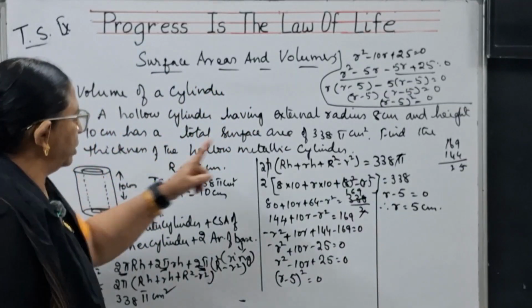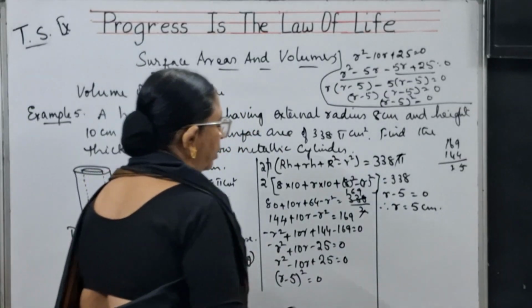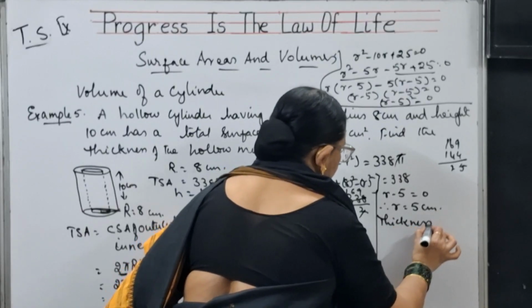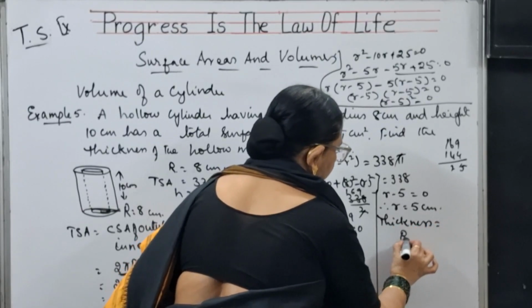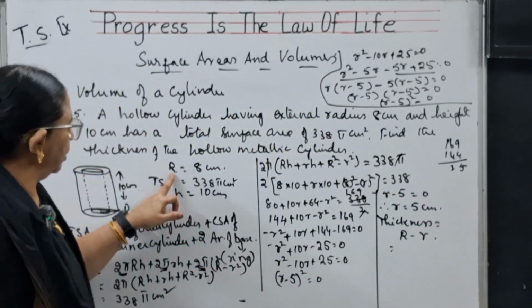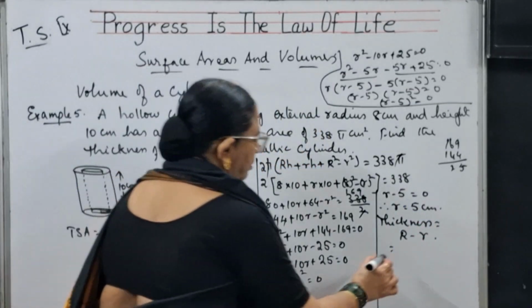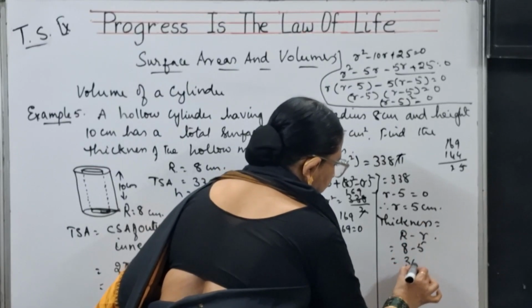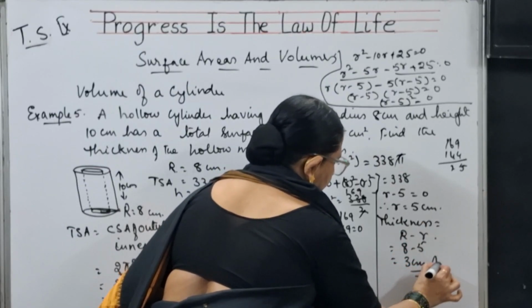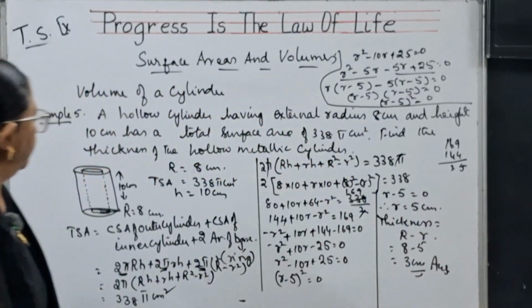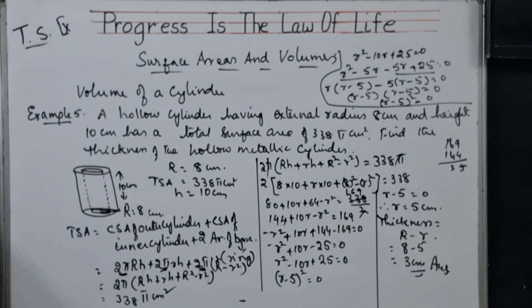Now the question is what? Find the thickness of the hollow cylinder. How will you get thickness? Thickness is equal to capital R minus small r. What is capital R? Capital R we have got as 8 centimeters. 8 minus small r, which is 5, that is 3 centimeters. Thickness is 3 centimeters. This is the answer for this problem, children. Please note it down.